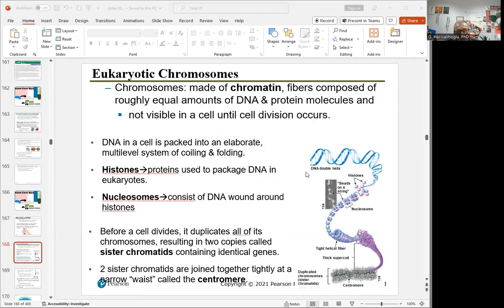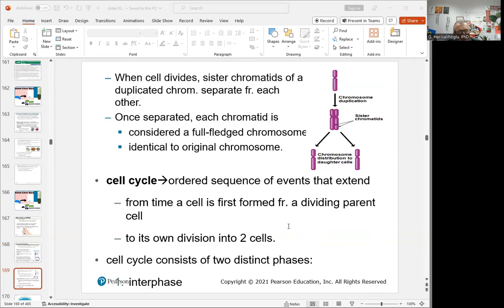The chromosomes look like this. You see in this picture, they have histones, proteins, and DNA, and then they have genes inside the DNA. Histones are proteins packaging the DNA in the chromosome. A centromere is like a waist, near the middle of the chromosome, that separates it into a long arm and a short arm. In the picture, a chromosome here at the top, when it duplicates, now you have two sister chromatids, and then they separate into different cells. We are going to see that.